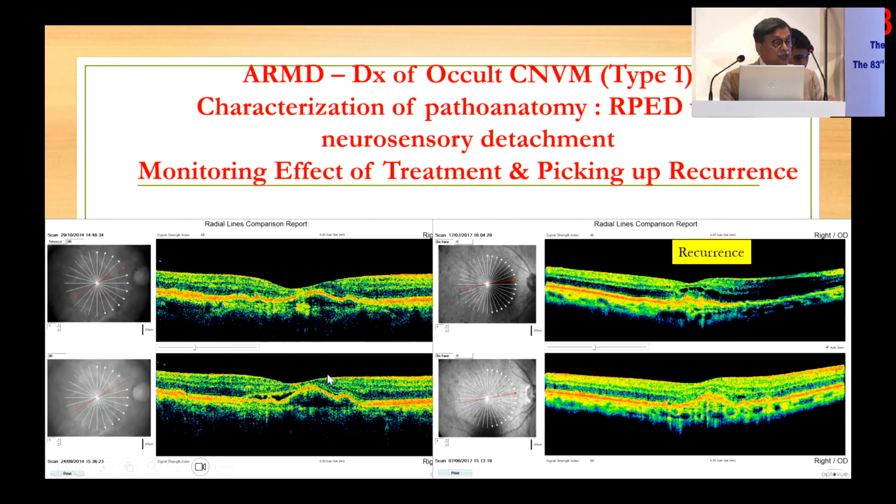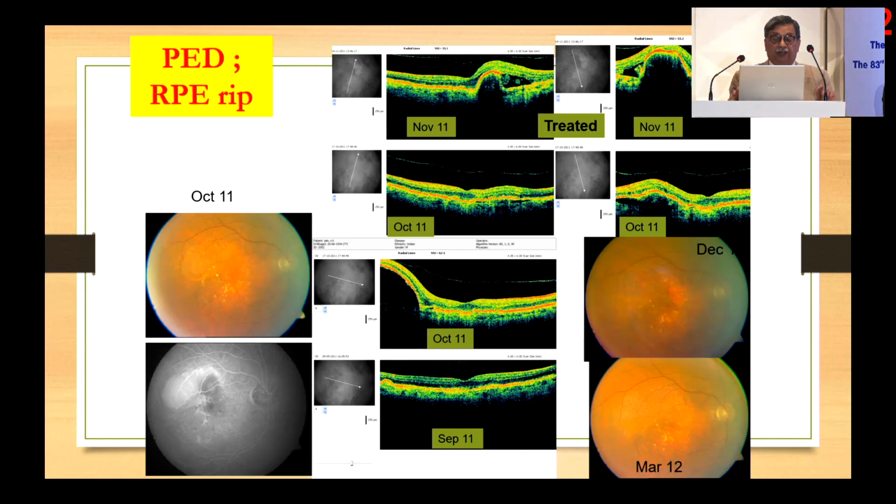For example, with the anti-VEGFs that we are talking about, you see SRF with an RPED. With treatment that has gone away, and then the RPED has become much less, but when a recurrence occurred, intraretinal fluid started appearing again. First evidence, even before the vision may get affected.